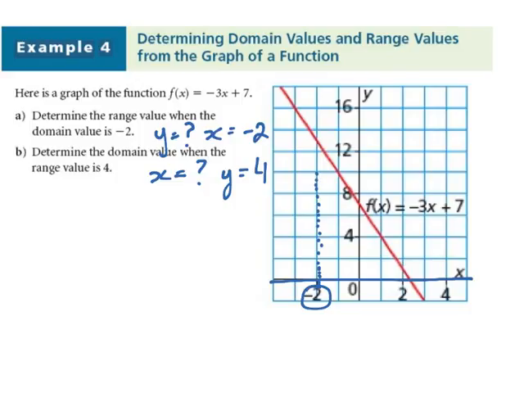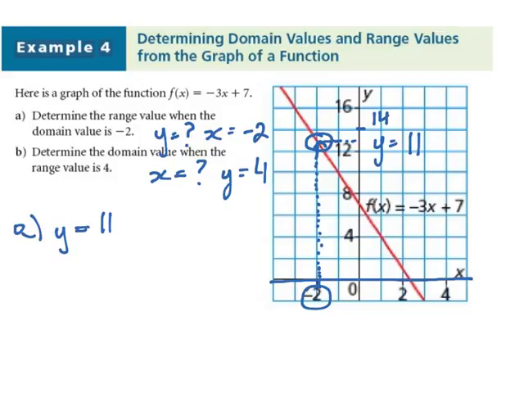What is this represented as a y value? What is that y value right there? Well, we know that this is 14, and the y is somewhere between 14 and 12, halfway, so that's 13. So y is 11. What about the domain value when the range value is 4?